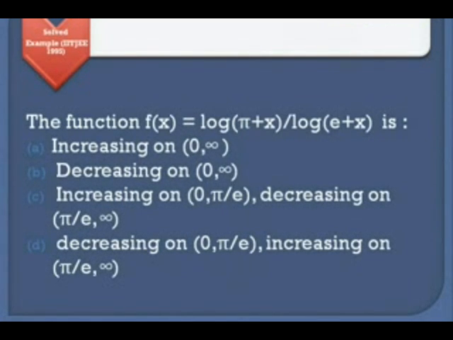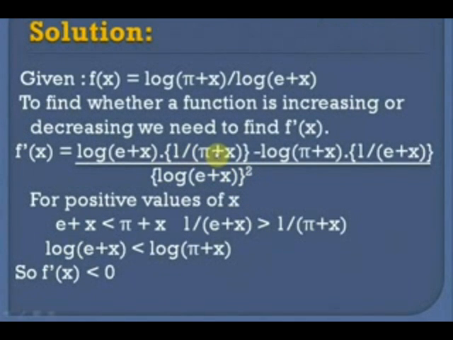So in this problem we have been given f(x) and we have to find which of the 4 options is correct. So let's try to solve it again. Given that f(x) is equal to log of (pi plus x) divided by log of (e plus x). Now we know that in order to find whether a function is increasing or decreasing, we need to find f'(x). So we again differentiate f(x) with respect to x to get f'(x) equal to this very big expression, which is nothing but log of (e plus x) into 1 by (pi plus x) minus log of (pi plus x) into 1 by (e plus x), whole divided by log of (e plus x) whole square.